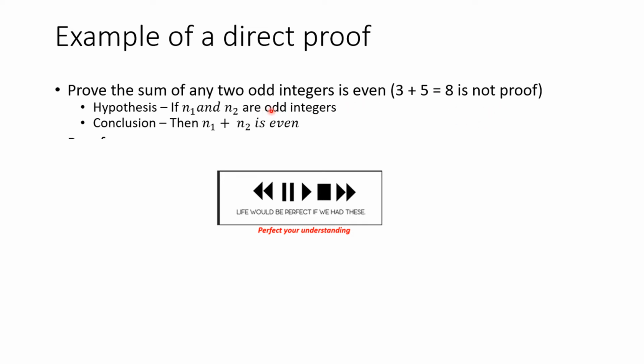That would probably be the only thing I would give you, stopping with even. But since we're beginning this, let's talk about what the if part is and what the then part is. Well, the if part is we're going to take n1 and n2 to be odd integers. And our conclusion that we have to show is that the sum n1 plus n2 is even. You know what to do.